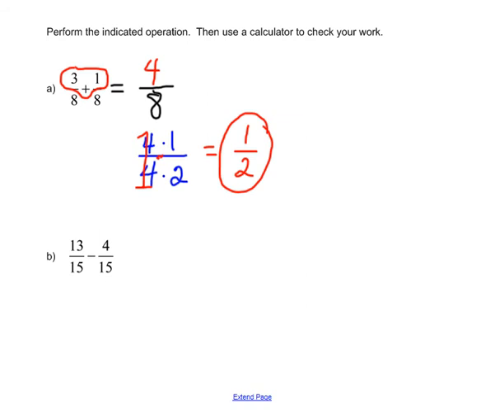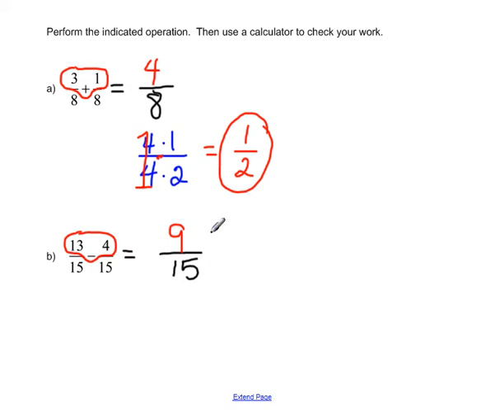Same idea when we're doing a subtraction problem. When the denominators are the same, the denominator is going to stay the same. So my denominator is going to stay as a 15. 13 minus 4 is the operation we're going to do. So the subtraction only happens up here in the numerators. And 13 minus 4 is 9. 9 over 15. Now be sure not to stop too soon.